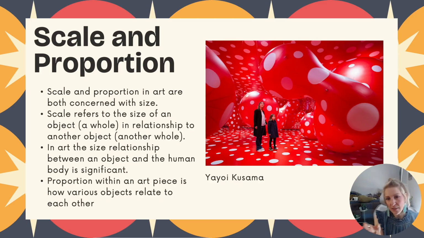So if we look at this installation by Yayoi Kusama on the right, if those people weren't there to create that human scale reference, if we just saw this image, we would have no idea the size of this installation. It could be a 1 inch by 1 inch installation, it could be 100 foot by 100 foot, we would have no idea. So the human scale reference here lets us know what the proportions of each of these objects are to the other.